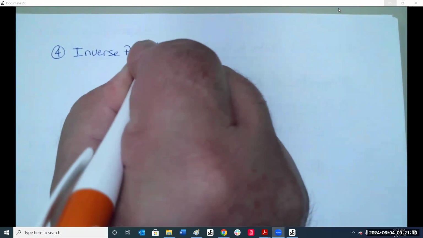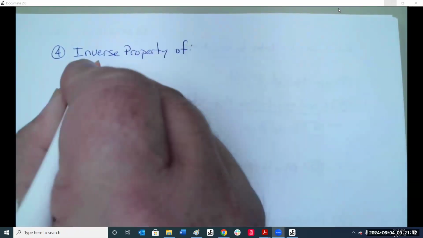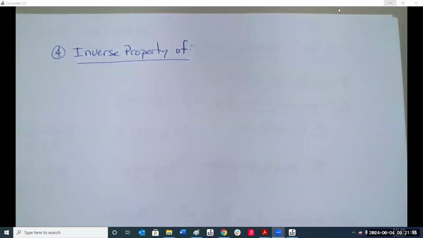Then we have another property. The inverse property of. What does the inverse mean?